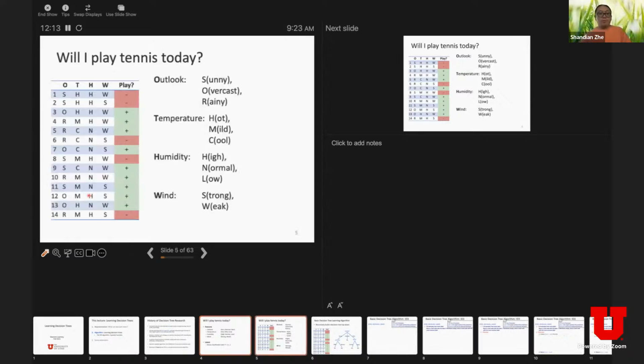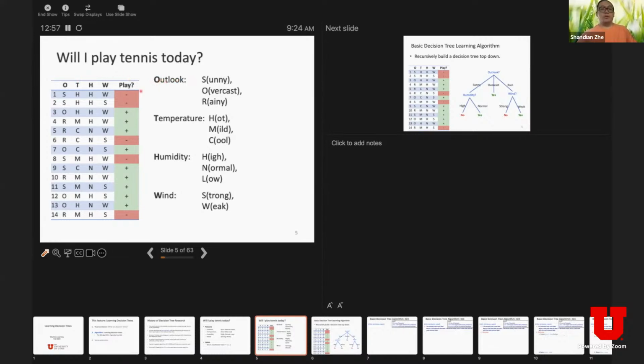Okay. So to build a classifier, I collected data from my past 2 weeks of activities and decisions. You can see that there are 14 examples, 1, 2, 3, until 14 here. Each line represents 1 piece of data, which gives the values of the 4 features and my decision to stay at home or play tennis outside that day. Here for simplicity, we use the capital first letter to represent the feature name and feature value.